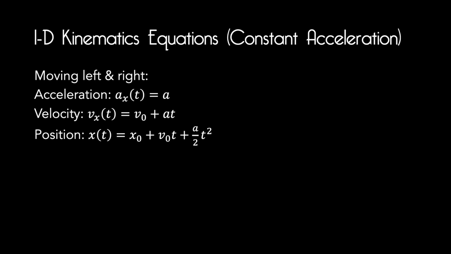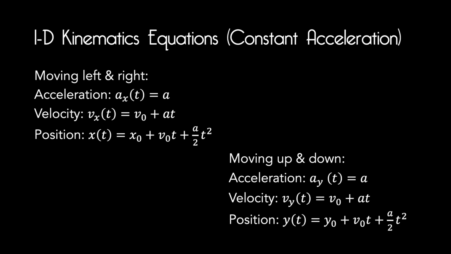And then your position as a function of time is any initial position where you started from, plus that initial velocity, how fast you were going when you started accelerating, times how long you've been accelerating, plus your acceleration divided by 2 times the amount of time you've been accelerating squared. Now, this is exactly the same when we're moving left and right in the x direction, or when we're moving up and down in the y direction. Same exact equations, we just swap all the x's for y's.